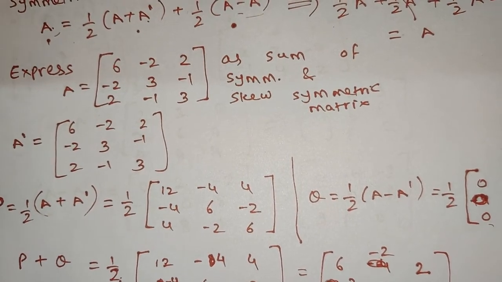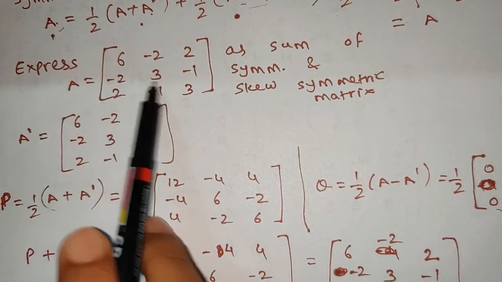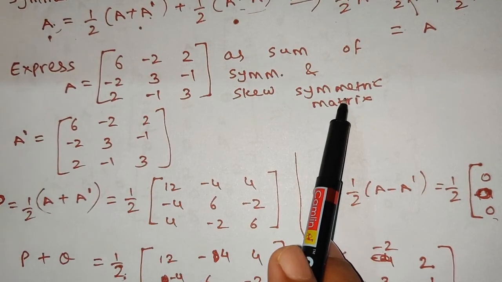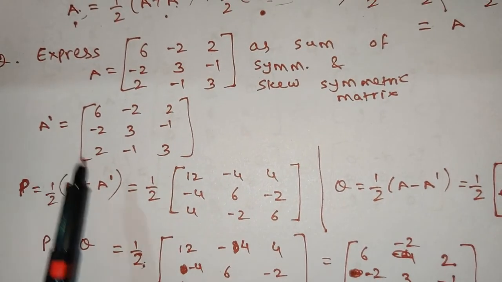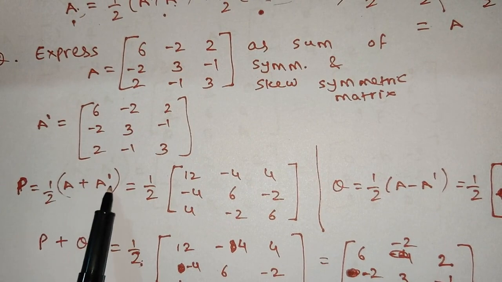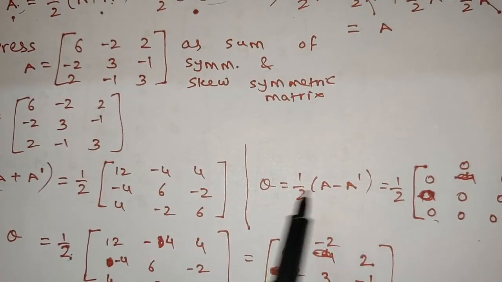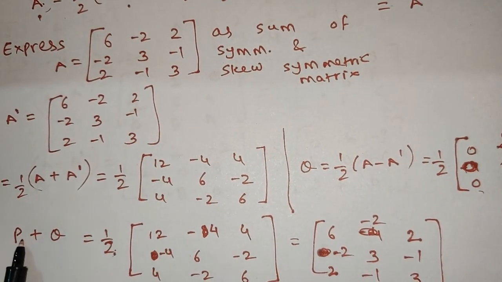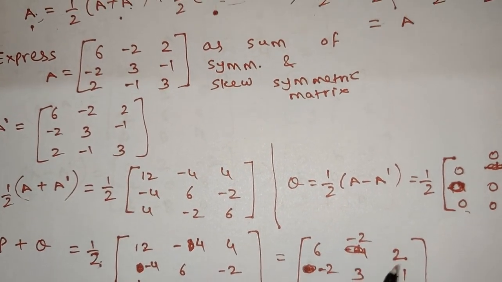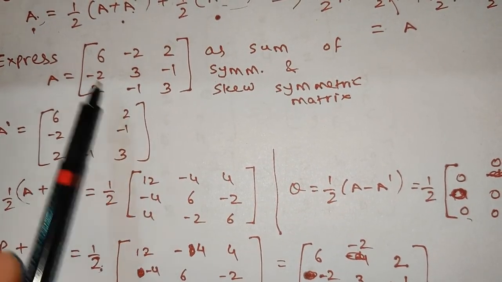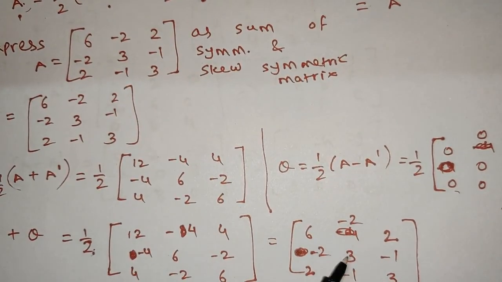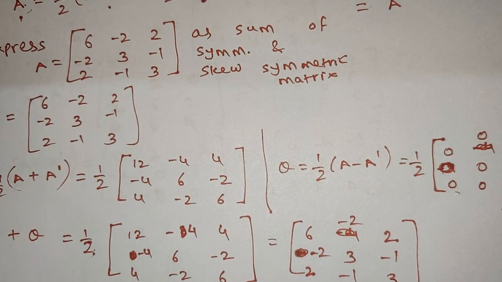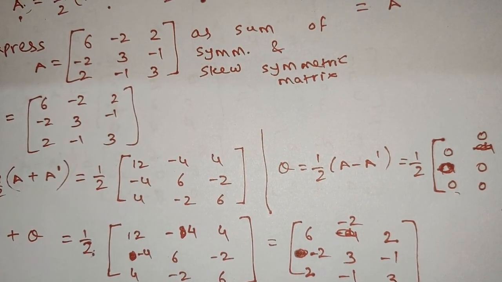So this is how you have to express a given matrix as a sum of a symmetric and a skew symmetric matrix. What you have to do is find the transpose, add the matrix with its transpose and take half of it, then find A minus A transpose and take half of it, and whatever is coming in these two, you have to add them, and whatever answer you're getting should be equal to the given matrix. If you are able to express the given matrix like this, then you have shown that the given matrix is a sum of a symmetric and a skew symmetric matrix. Okay, now let me move on.